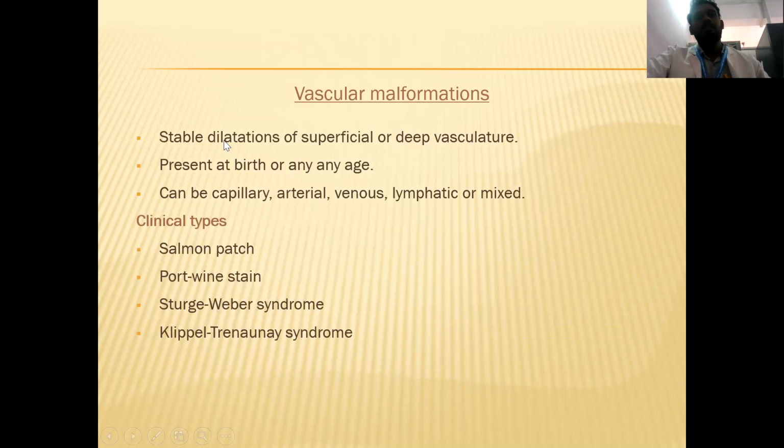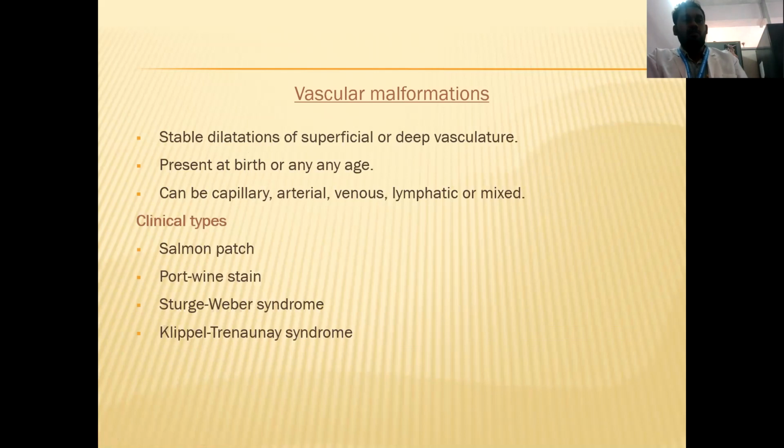Vascular malformations are nothing but stable dilatations of either superficial or deep vasculature. This can be present at birth, or it can even present at any particular age. Vascular malformations can be either capillary malformations, arterial malformations, lymphatic malformations, or venous malformations, or they can involve 2 or 3 of these components, making them a mixed vascular malformation.